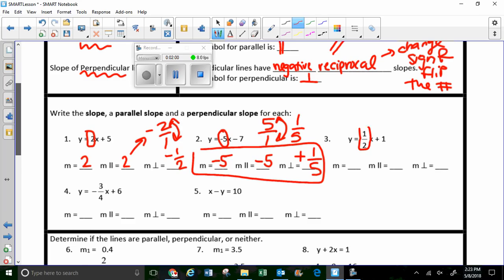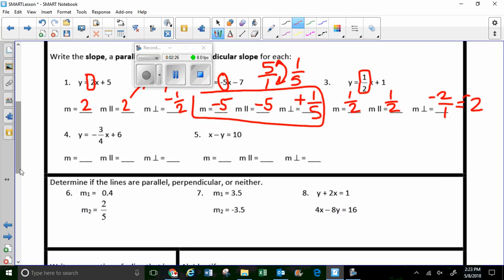So for number 3, just go ahead and pull the slope from right in front of x, which is 1/2. So the slope of the line parallel would also be 1/2. And the perpendicular slope, I'm going to flip 1/2 to make it 2 over 1, which is really just 2, and I need to make it the opposite sign, so it would be negative 2. Just continuing the same pattern here, so number 4, my slope is negative 3 over 4. So the slope of a line parallel would also be negative 3 over 4. Go ahead and change the sign so it'll be positive and flip it. So it's going to be 4/3.